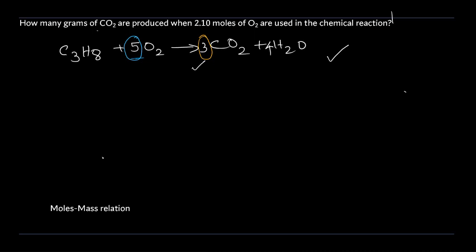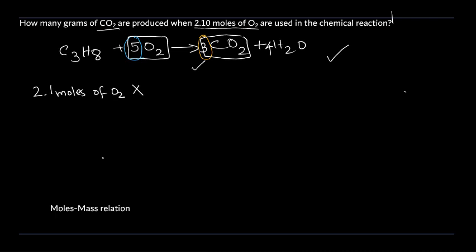How many grams of carbon dioxide? I will mark that carbon dioxide in my equation, and 2.10 moles of oxygen. I will look where oxygen is and I will mark that one. So these are the two compounds I am going to relate. The relationship between these two compounds we will find. And now I will start with what is given, 2.10 moles of oxygen. So I will write 2.1 moles of oxygen, and I will see the conversion factor between oxygen and carbon dioxide.